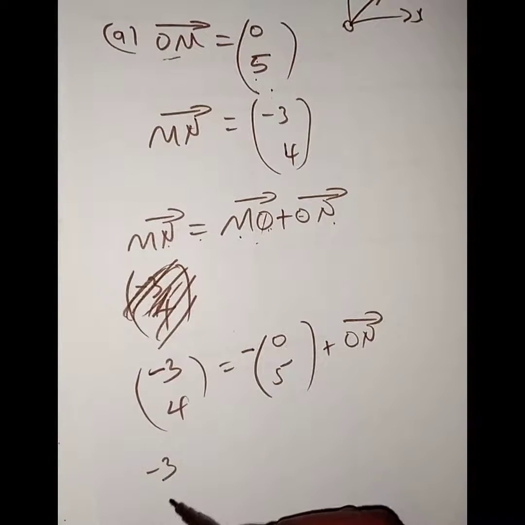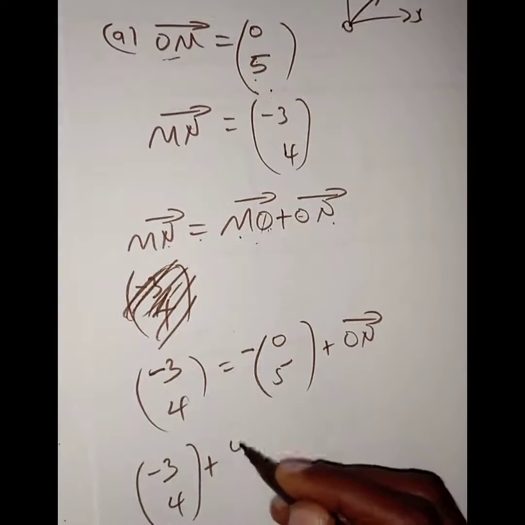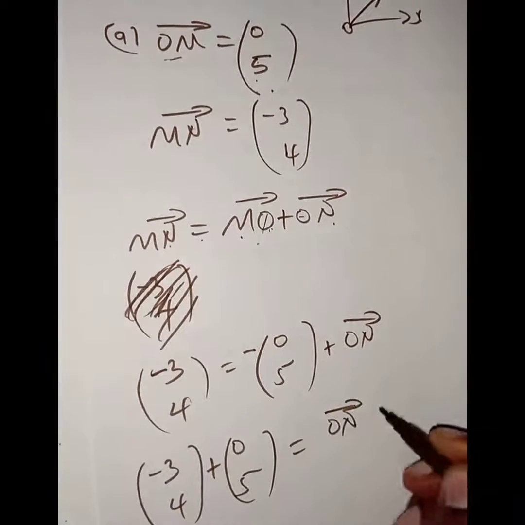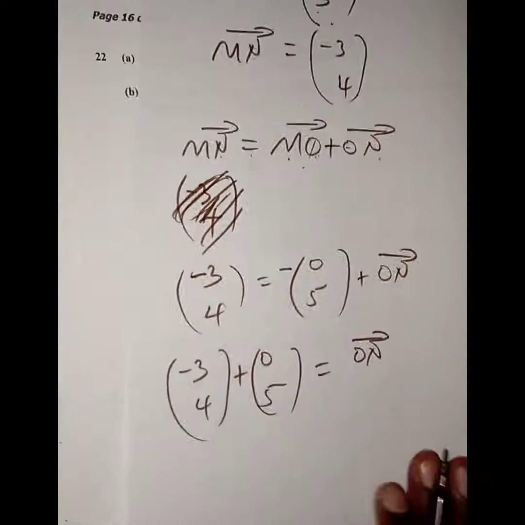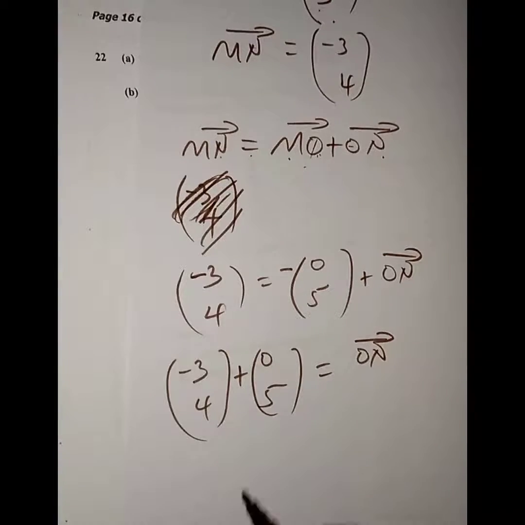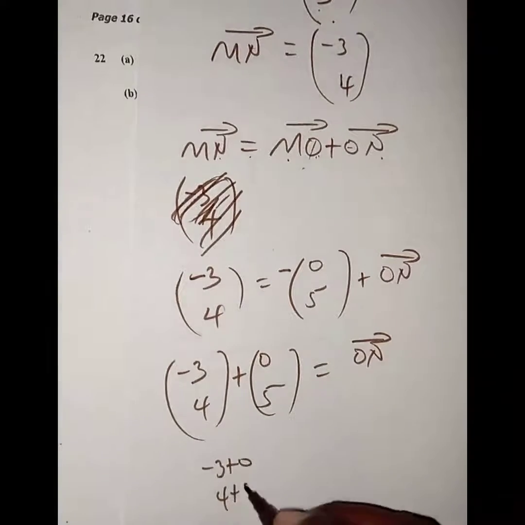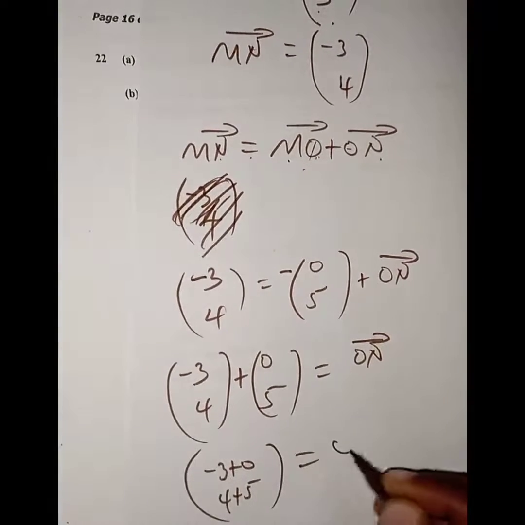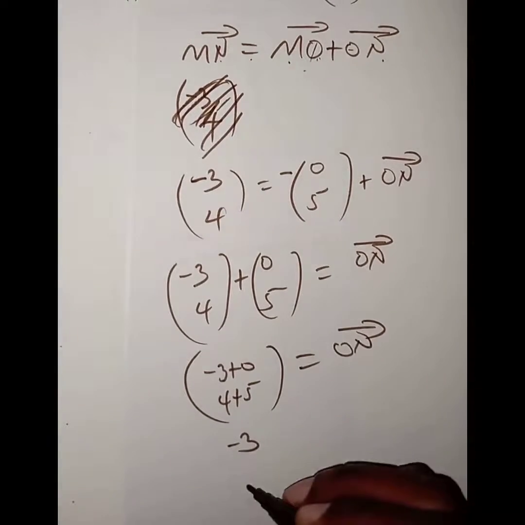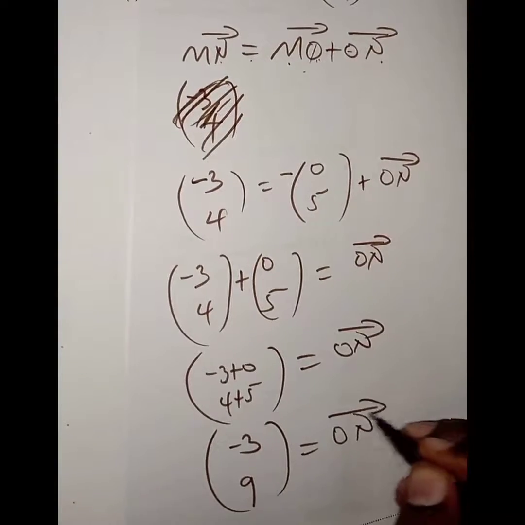So here we have (-3, 4). Negative will cross to become plus. So you're going to have this. Indeed, ON has remained. So -3 plus 0, this is how you add. What is -3 plus 0? What is 4 plus 5? So -3 plus 0 is -3. 4 plus 5 is 9. And this is the vector for ON.